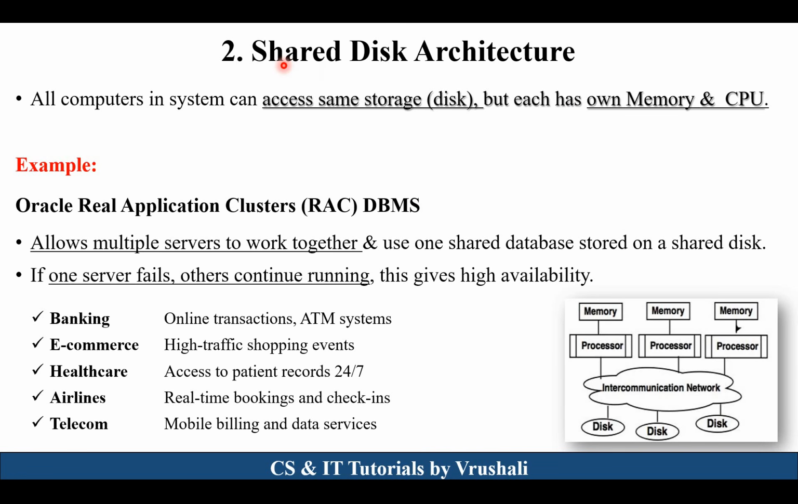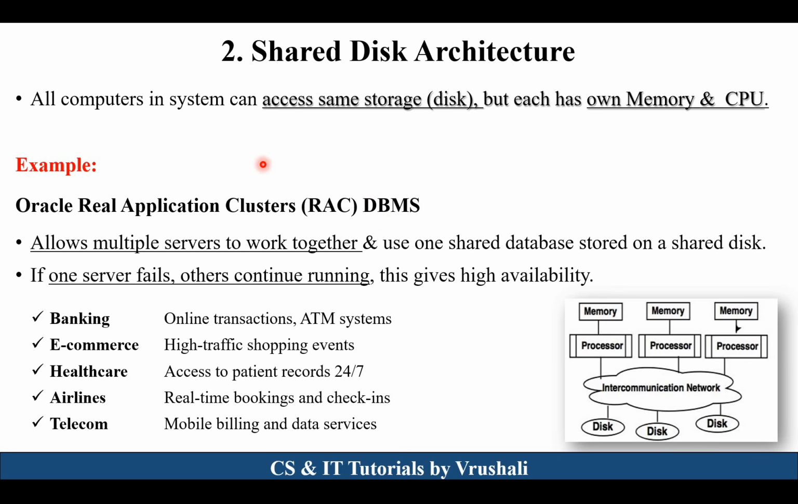Now, the next one is the shared disk architecture. See here in this image, there are multiple processors, and here every processor has its own memory, right? In our previous architecture, processors shared the same memory, but here every processor has its own memory for operation. But all these processors share the same disk, which is also called secondary storage, through an intercommunication network. So this is called shared disk architecture. Here processors have their own memory, but share the same disk.